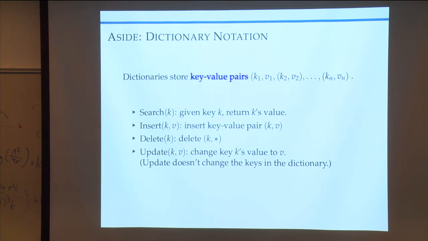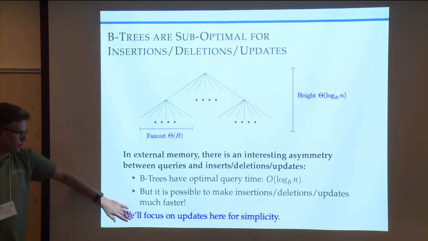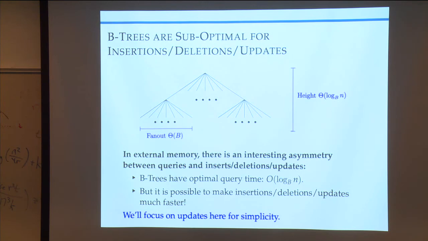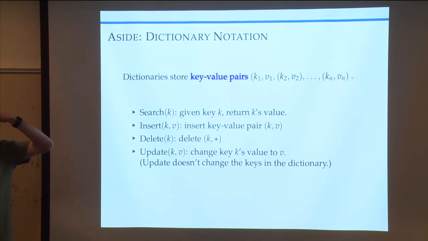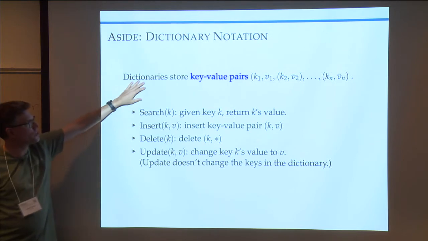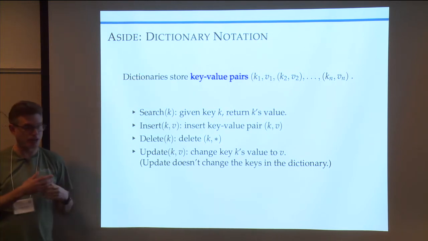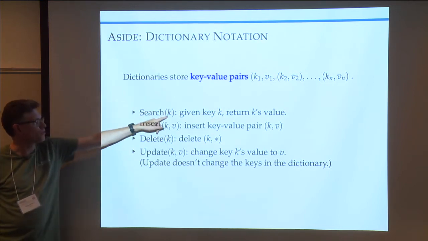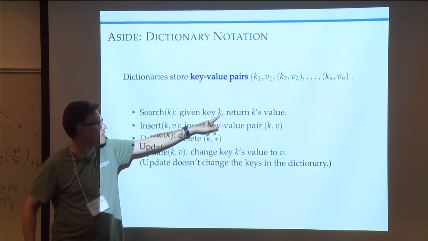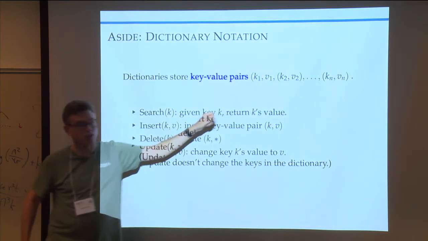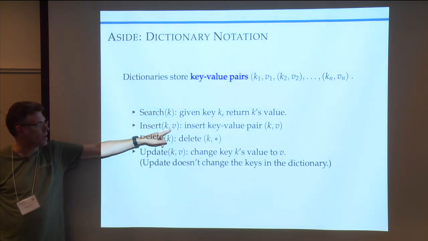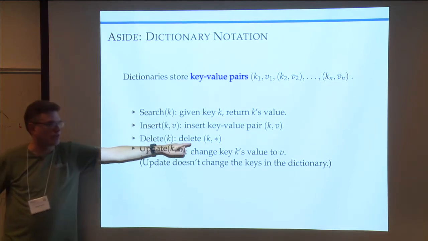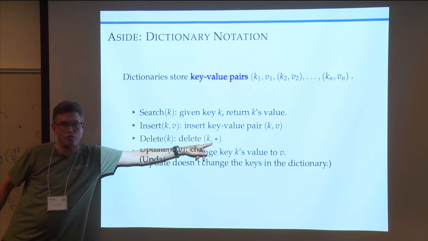I'm going to focus on updates for simplicity. I just want to quickly do an aside to explain what I mean by this notation. Dictionaries store key value pairs, in theory and also in practice. When you search for a key, you give a key and you want to find the value associated with it. When you insert a key value pair, you're just inserting it into the data structure. When you delete a key, you're deleting whatever key value pair is associated with this key.